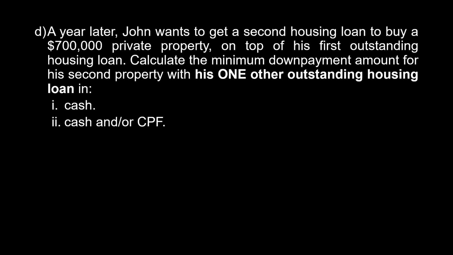One year later, John wants to buy another property, a private property this time around. So he wants to get a second housing loan. The first housing loan is for the HDB. The second housing loan is for the private property. So it's on top of the first outstanding housing loan. You need to calculate the down payment for his second property with one outstanding housing loan.